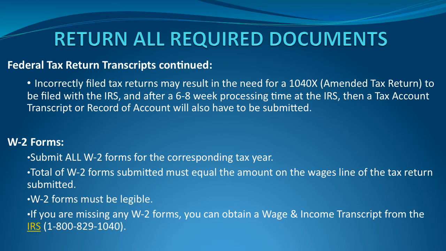W-2 forms. Submit all W-2 forms for the corresponding tax year. The total of W-2 forms submitted must equal the amount on the wages line of the tax return submitted. W-2 forms must be legible. If you are missing any W-2 forms, you can obtain a wage and income transcript from the IRS. They can be reached at 1-800-829-1040.